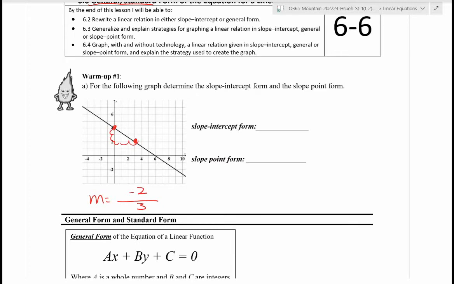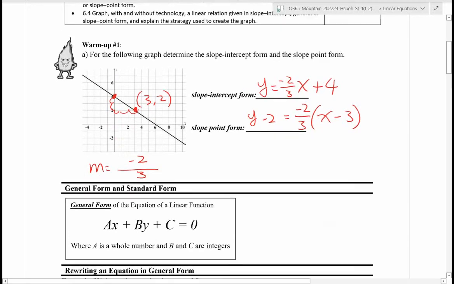Now we know the slope-intercept form is y equals mx plus b. So m we already know is -2/3, x plus the b value, which is the y-intercept of 4. Now for the slope-point form, it's very similar. I'm going to use this point right here, (3, 2). So it's going to be y minus y1, which in this case is 2, equals m, the slope again, times x minus x1, which in this case is 3. So there is the slope-point form of this line. Again, you can use any point you want on the line. It doesn't really matter. That's just a quick review.